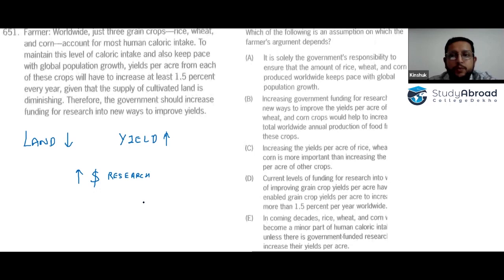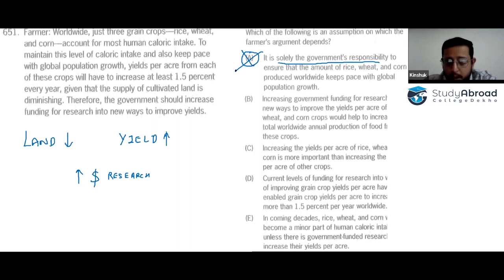Now, let us look at the answer choices and find out which of these could help see through this argument. If you look at answer choice A, it says it is solely the government's responsibility to ensure that the amount of rice, wheat and corn produced worldwide keeps pace with the global population growth. Now, in the end, the author is asking that the government should do the funding, but is it the government's responsibility? Is that what the author is going for? The answer is no. You may think it means the same thing, but it is not the same thing. It is indirect, and anything that is indirect is less likely to be your answer. So answer choice A is out of the picture.